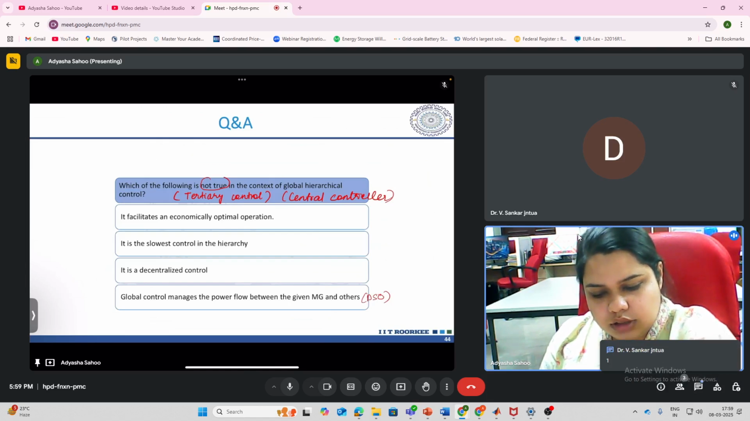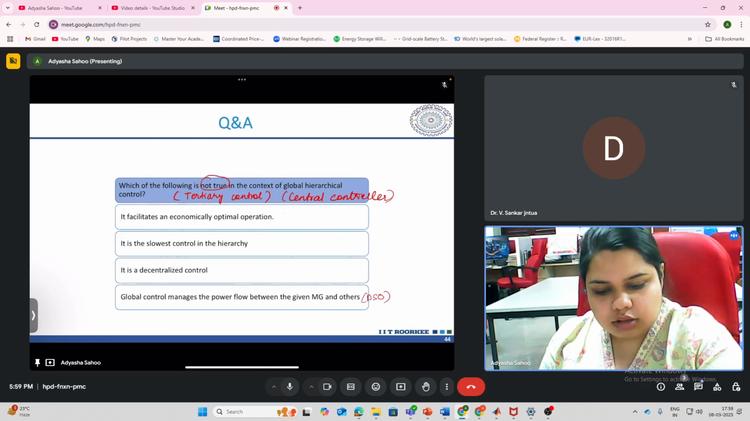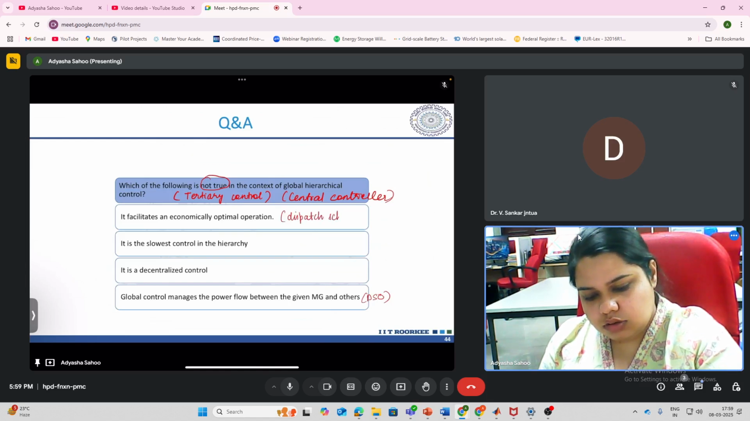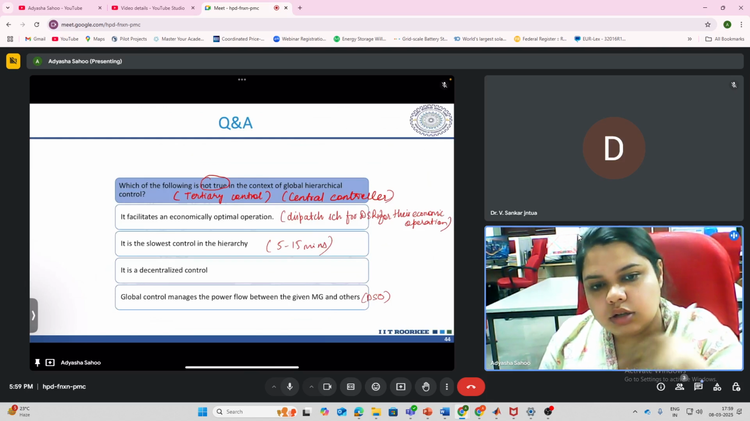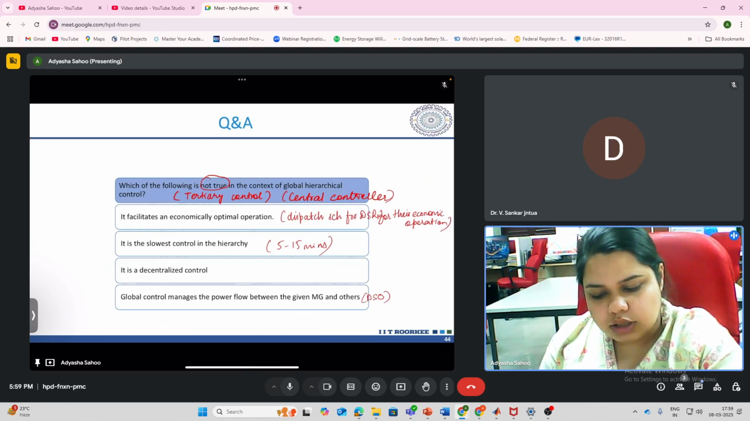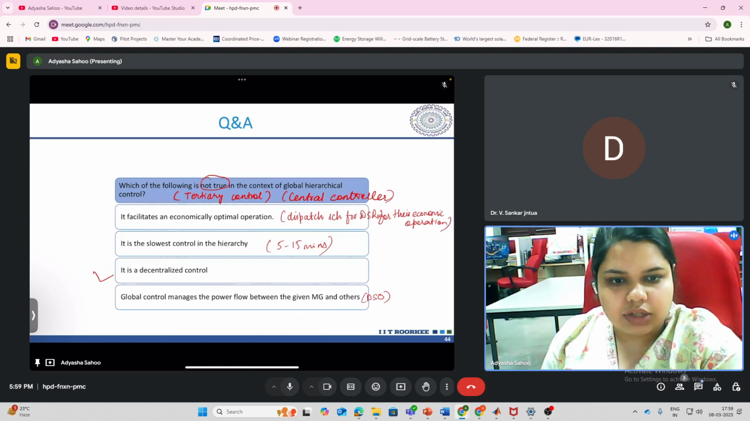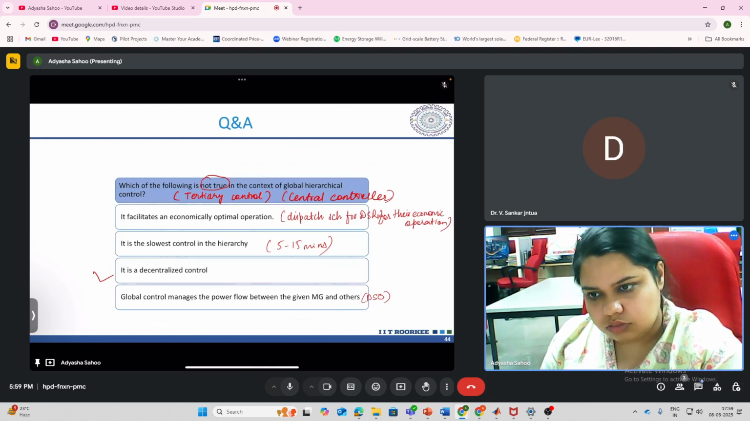It also facilitates economic operation. So its main task is to decide the dispatch schedules for DRs for their economic operation. It is also the slowest control in hierarchy, 5 to 15 minutes. It is not a decentralized control, no, it is a tertiary control or a central controller. Decentralized control is your local control layer, the fastest one. So this is not true.